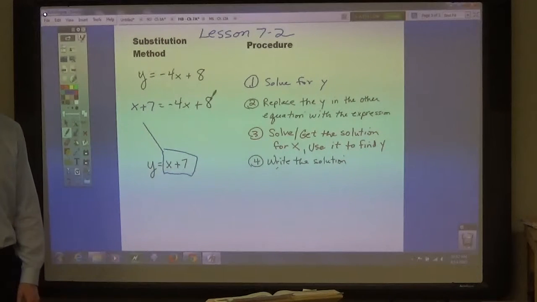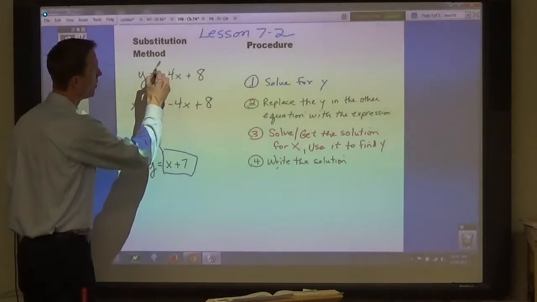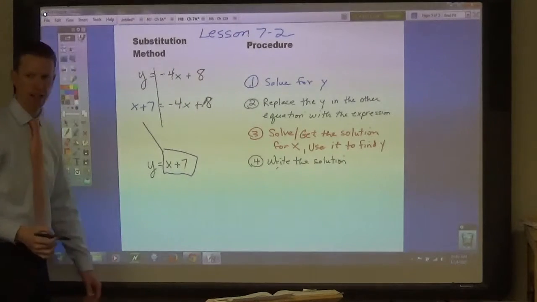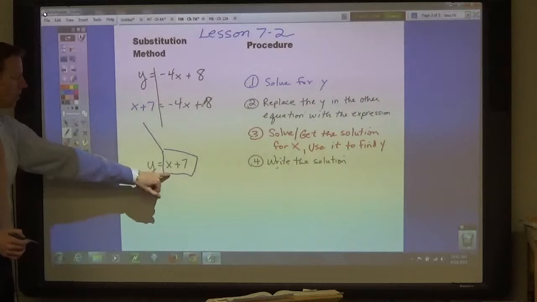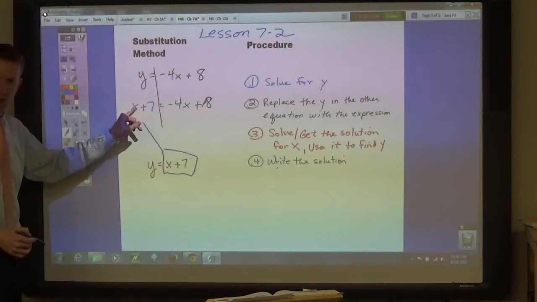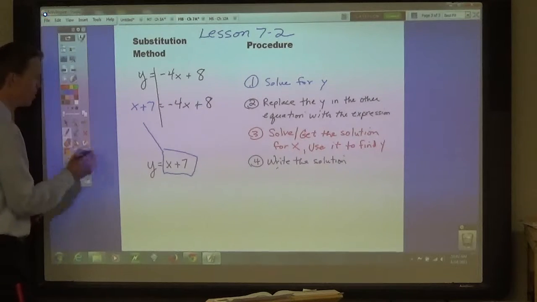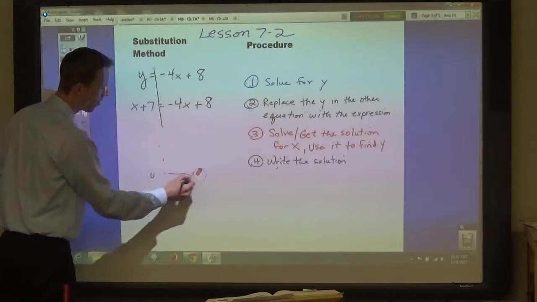Does everybody see that? We took this part, the right side, and we kept that the same. And then instead of the y, we wrote what the y equals on this side. Does that make sense? You following me so far? Yes. Okay. Now you can solve for x. I'm going to move this out of the way.